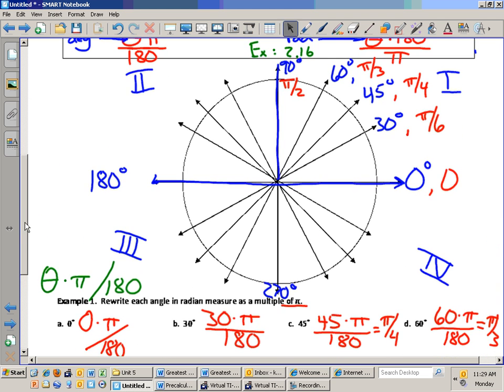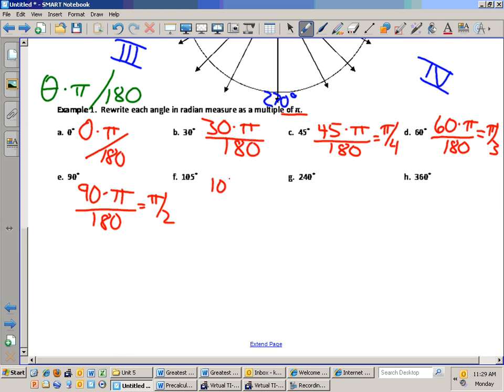105. So 105 would actually be right about there. 105 degrees. We try that conversion. 105 times pi divided by 180. Well, let's see, 105 doesn't go into 180, but they're both divisible by what? 5, so let's try 5. 105 divided by 5 is 21, and 180 divided by 5 is 36. So 21 and 36 are both divisible by 3, so it looks like I would get 7 pi over 12.